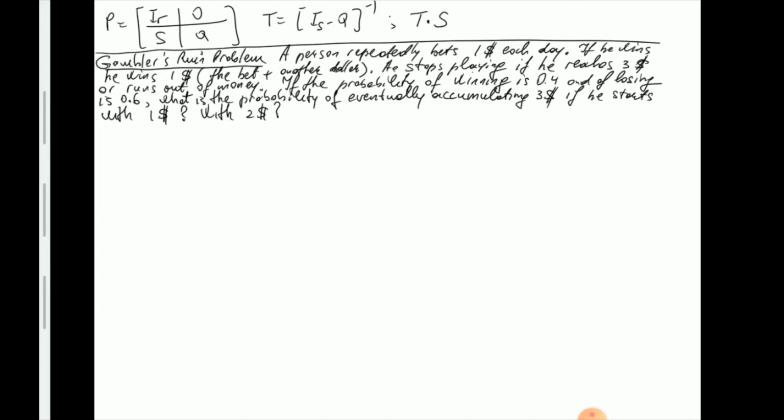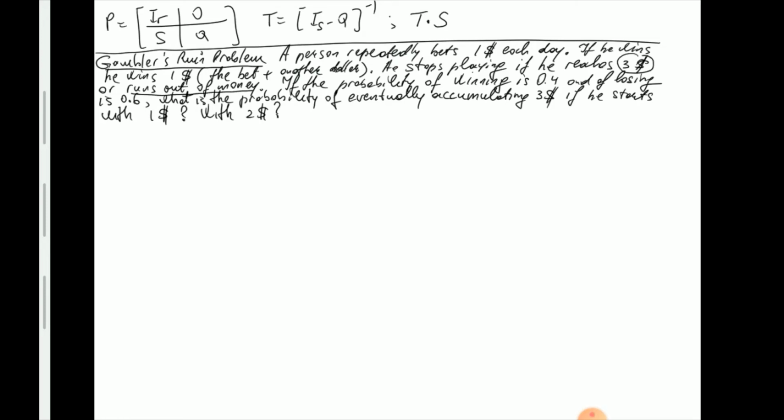involves essentially 4 states. So let's read it together. Take a moment to write it down and then read it with me. So a person repeatedly bets $1 each day. Now, if the person wins, he wins $1. So that means you keep the bet that you put on the table and you receive another $1, meaning that you're going to have $2 after that. The person decides to stop playing if he reaches $3 or runs out of money.